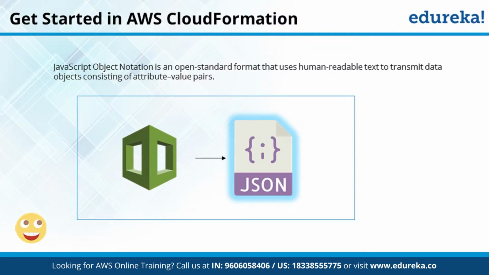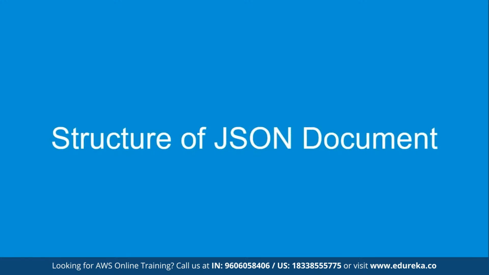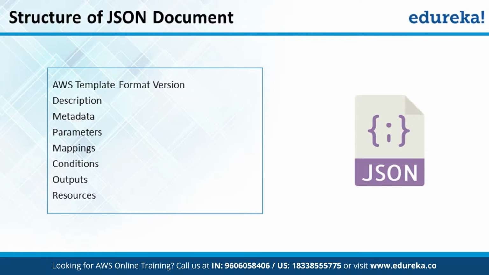But then how can you learn the JSON script? It's very easy. Basically you have to follow a structure in the JSON document. What is this structure? That structure is like this. You'll be creating the following fields. The first field will be the AWS template format version.